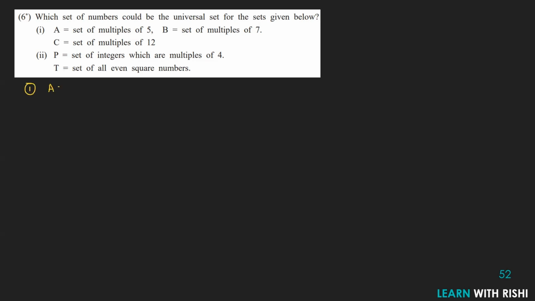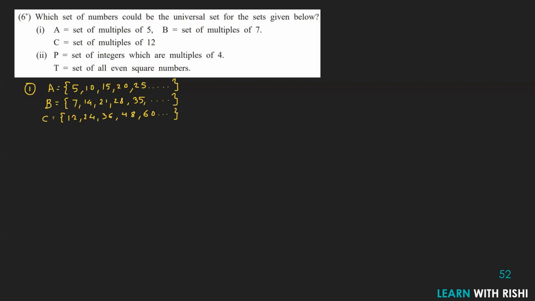First, set A. Set A is the set of multiples of 5. Multiples of 5 means 5, 10, 15, 20, 25, and so on, up to infinity. Second set, set B. Multiples of 7: 7, 14, 21, 28, 35, and so on. And set C is multiples of 12. So 12, 24, 36, 48, 60, and so on.